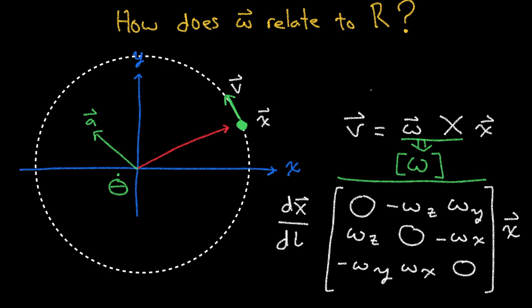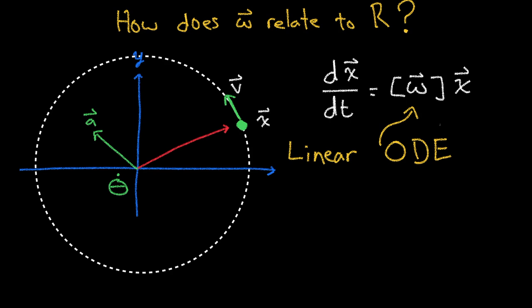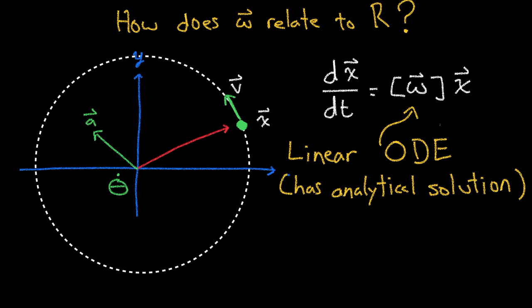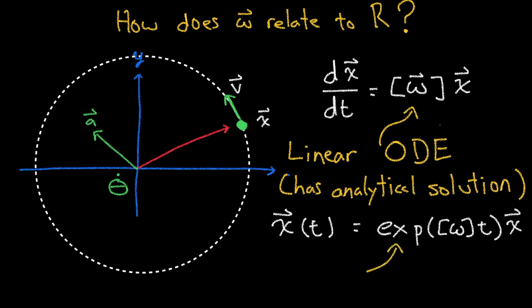And if we write velocity as the derivative of x with respect to time, we see that this really gives us a linear ordinary differential equation. And the nice thing about these particular types of ordinary differential equations is that they have analytical solutions. So we can solve this directly to get a formula for the trajectory of x. And the solution comes via a thing called the matrix exponential. So the matrix exponential takes as input our 3x3 skew-symmetric cross-product matrix multiplied by time, and it produces a new 3x3 matrix.